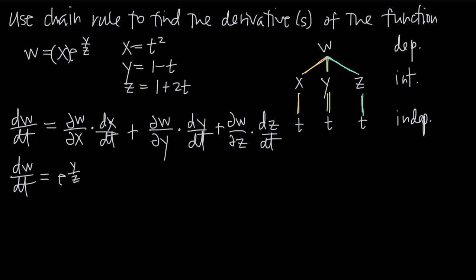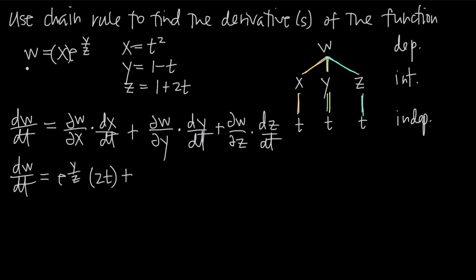Then we're multiplying that by dx/dt. So we want the derivative of x with respect to t. Well, that's just going to be 2t when we take the derivative of t squared using power rule. So we're multiplying this by 2t. Then we're going to add to that the partial derivative of w with respect to y.